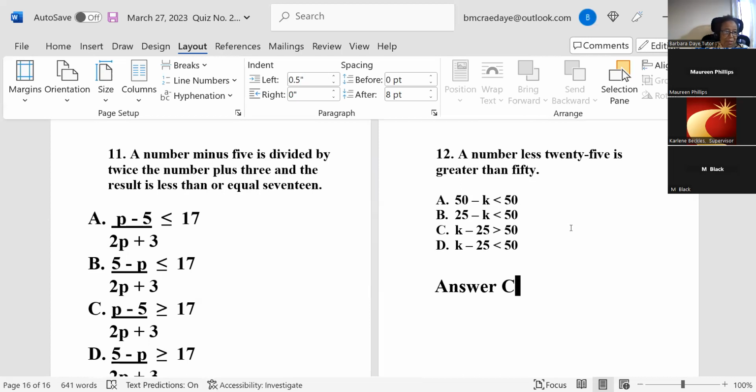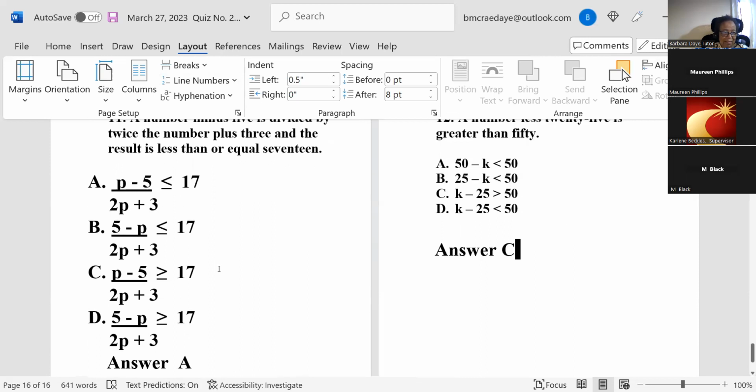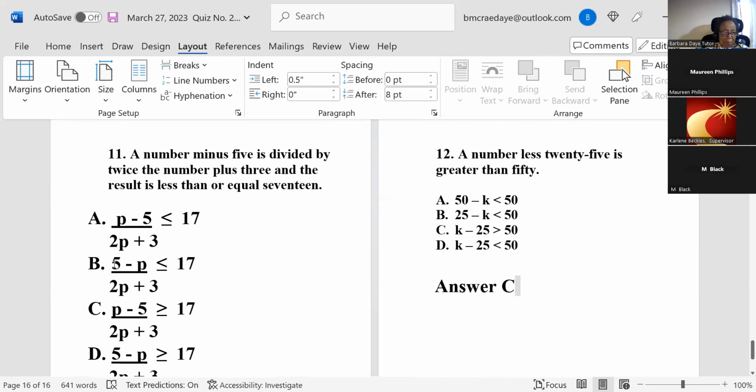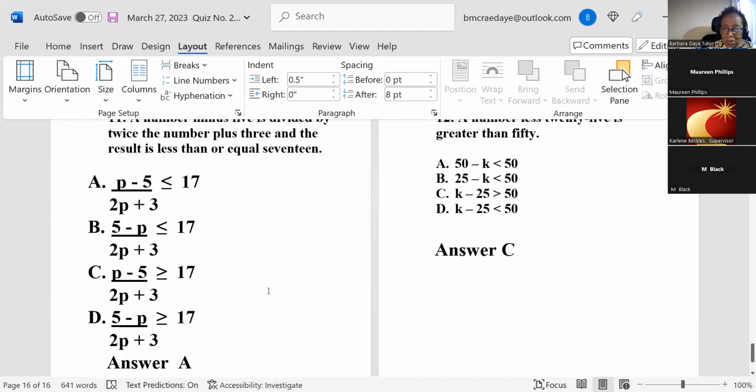And this one, number minus 5, and they're using P divided by twice the number plus 3. Result is less than or equal 17. There's your less than. All right. And it says a number minus P. B says 5 minus a number. And C is a number minus P, but it's a greater than or equal, not a less than. Any questions on any of these inequalities?